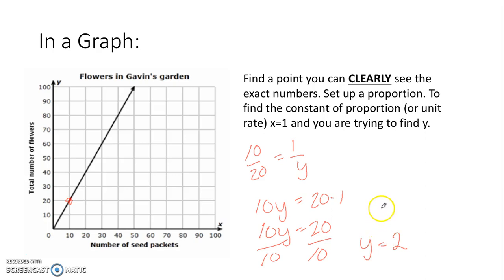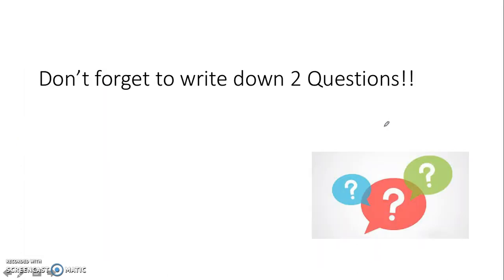So the rate of proportion, the constant of proportion, is the ordered pair x, y, 1, 2. So for every 1 seed packet, because x is seed packets, there's going to be 2 flowers. That's our rate of proportionality. That's what this point stands for. Okay, so with that, don't forget to write down your 2 questions.